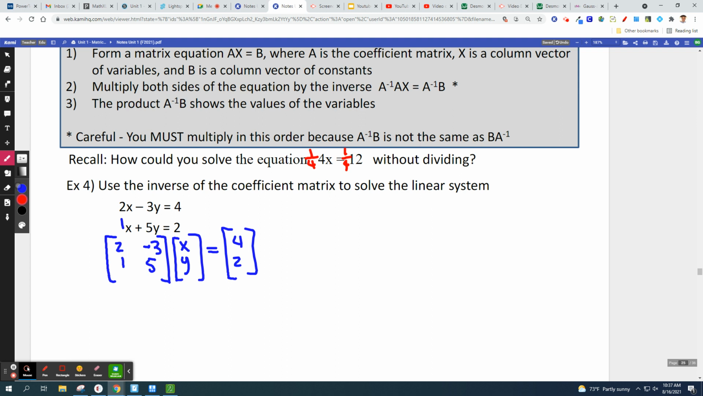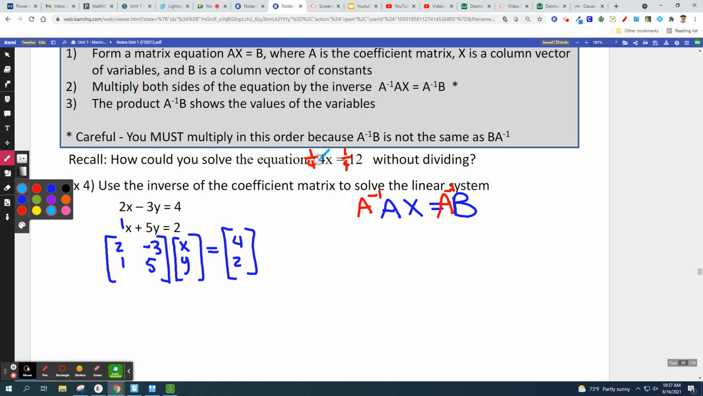Okay, so this equation, capital letters usually indicate that they're matrices. Think about that equation kind of like 4x equals 12. If I wanted to solve that, I could multiply both sides of the equation by the multiplicative inverse. I can't divide by 4, but I can multiply by 1/4. I can't divide by capital A because I can't divide matrices, but I can multiply by the multiplicative inverse. And that's exactly what I'm going to do.